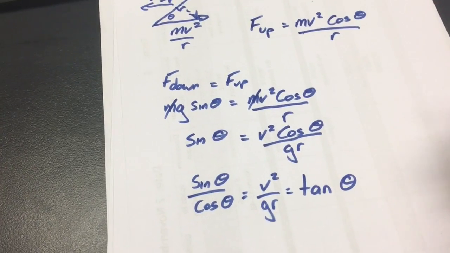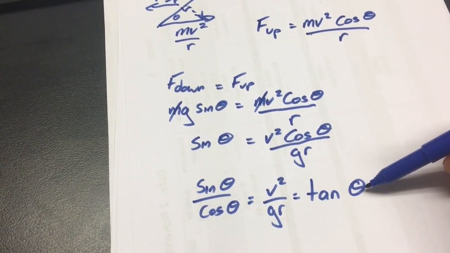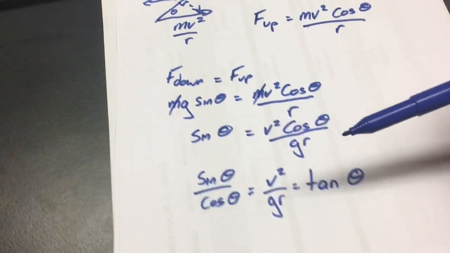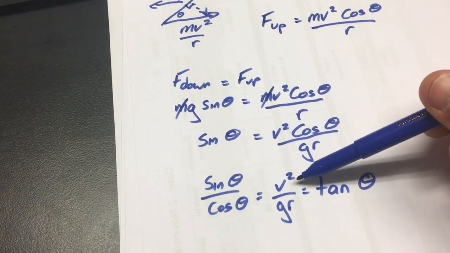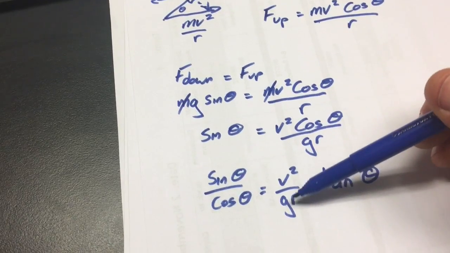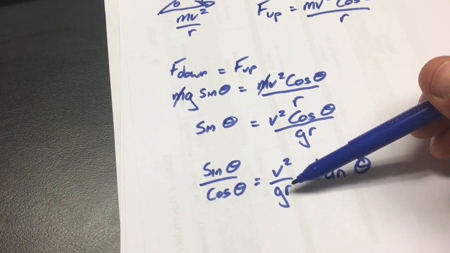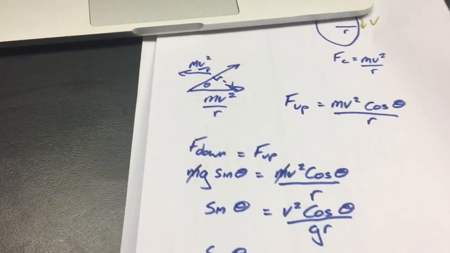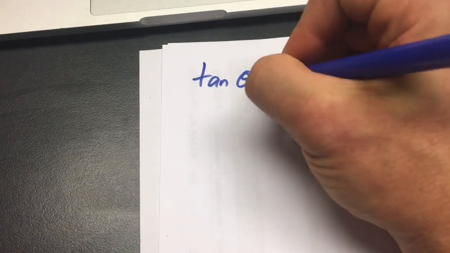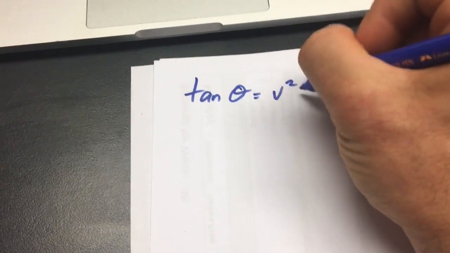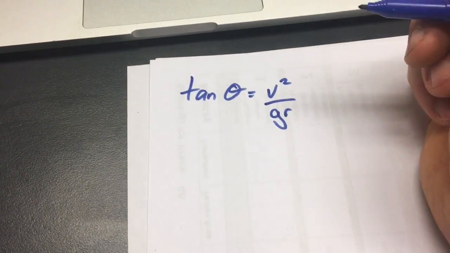So we've got that the tan of the angle of the ramp will allow a vehicle to travel around with no net force sideways on the tyre when tan theta equals v squared over g times the radius of the corner. So let's look at an example. Tan theta equals v squared over gr.